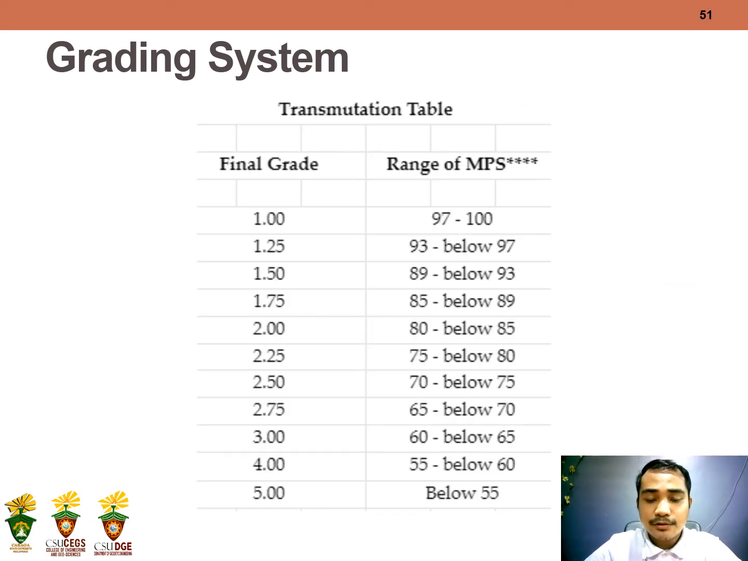And here is the new Transmutation Table for the grading system. The range of 97 to 100 is flat 1, 93 to 97 is 1.25, 89 to 93, 1.5, 85 to 89, 1.75, 80 to 85, 2.0, 75 to 80, 2.25, 70 to 75, 2.5, 65 to 70, 2.75, 60 to 65 is 3.0. And a grade of 4.0, which is 55 to 60, is for removal exam. And 5.0 is below 55%.